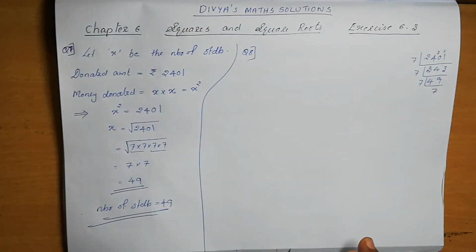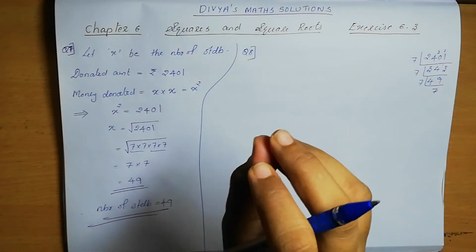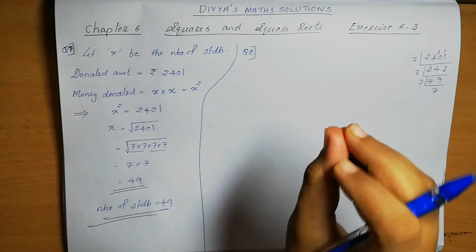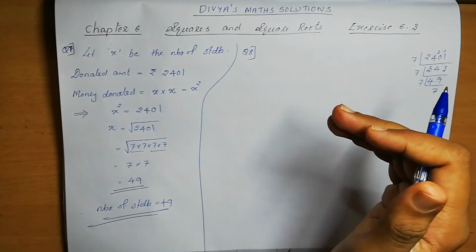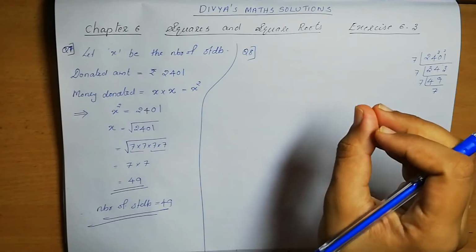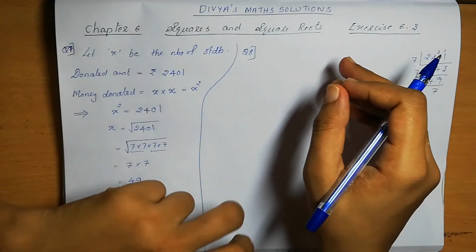Next, question number 8. 2025 plants are to be planted in a garden in such a way that each row contains as many plants as the number of rows. So the number of plants in a row is the same as what? The total number of rows. Correct. Find the number of rows and the number of plants in each row. Both are x only, right? So that only we are going to find out.